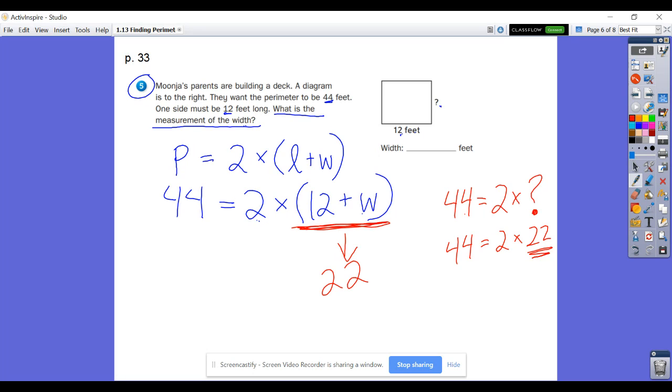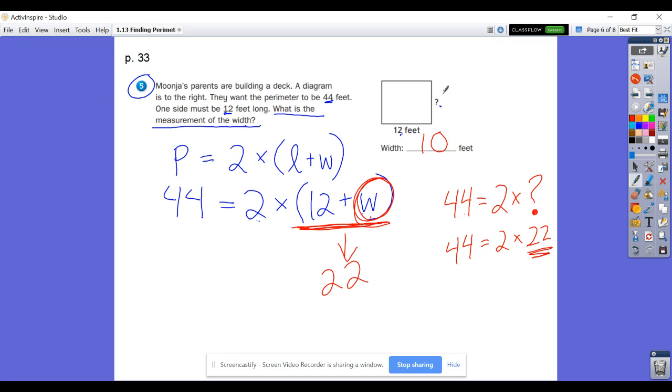So our final step is we have to figure out what W would be. Can anyone do that now that we've broken down the problem? Quinn? Yes! How'd you know, Quinn, that W had to be 10? She needed a 10 here, right? Good. So our width is 10 feet.